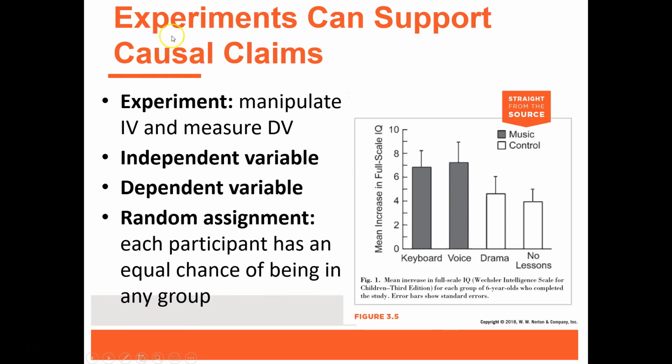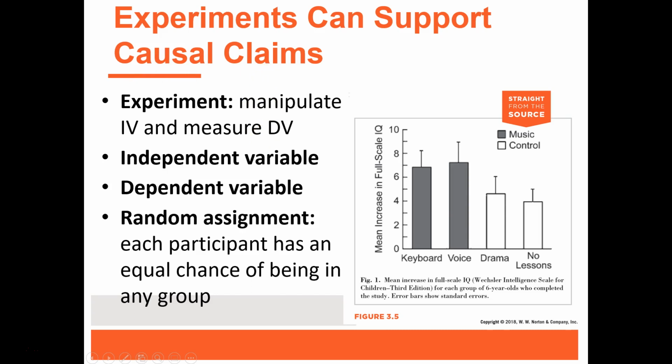When you do a true experiment and have an independent variable and a dependent variable, you're making a causal claim, and a causal claim means that you are able to say that a change in the independent variable causes a change in the dependent variable. So only when you do an experiment and you manipulate the independent variable and measure the dependent variable can you say anything about cause and effect.